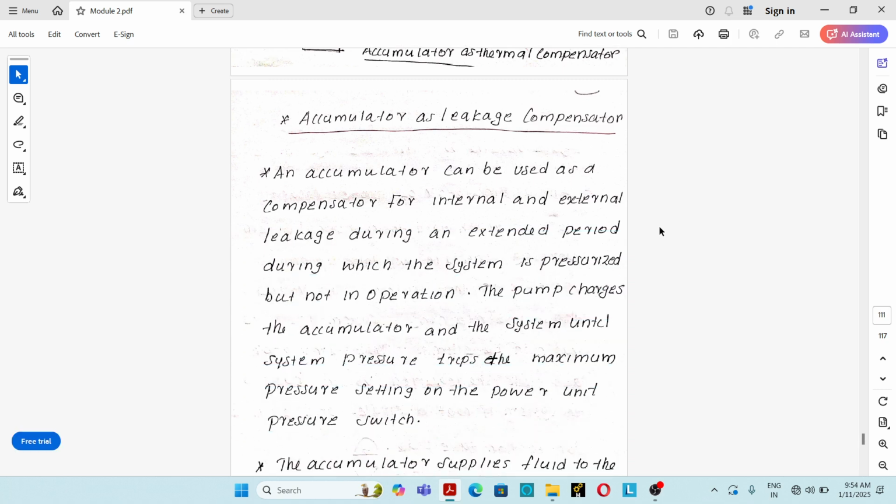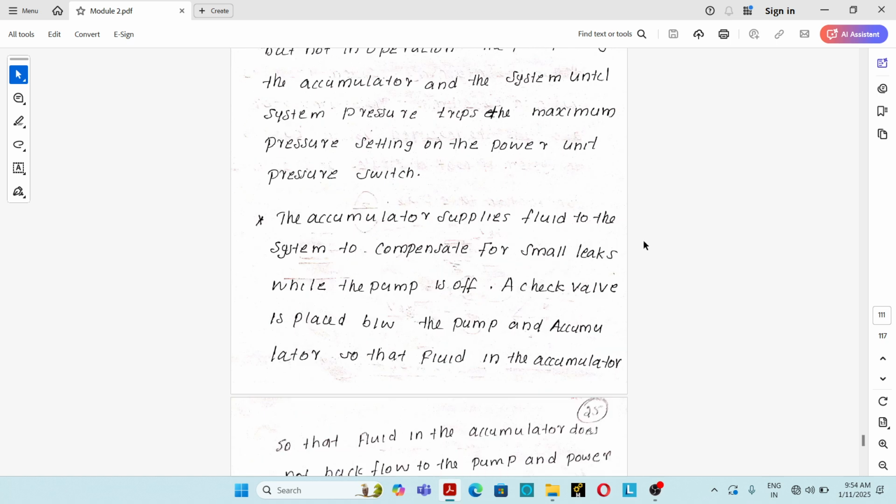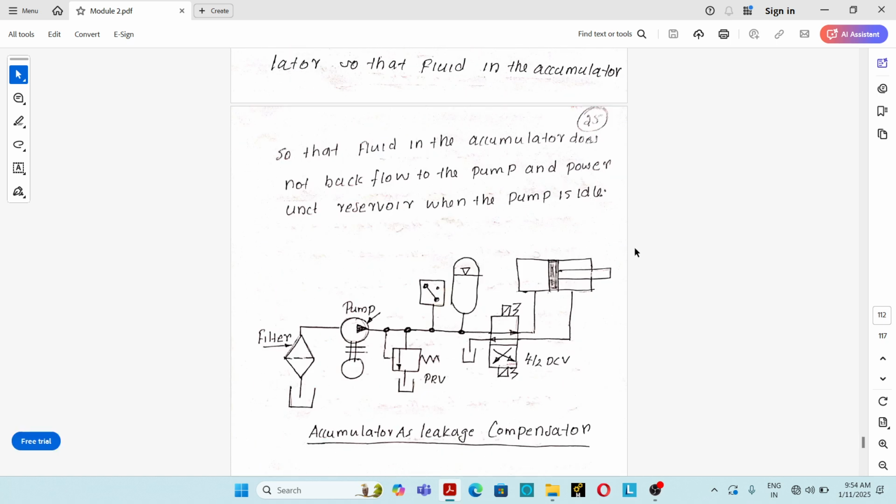Then the accumulator acts as a leakage compensator. Whenever there is any leakage in the hydraulic circuit, the accumulator will supply hydraulic oil to the circuit to compensate the leakage. So the accumulator stores the hydraulic oil, and whenever there is a leakage, it supplies the hydraulic oil to the circuit and the leakage will be compensated.